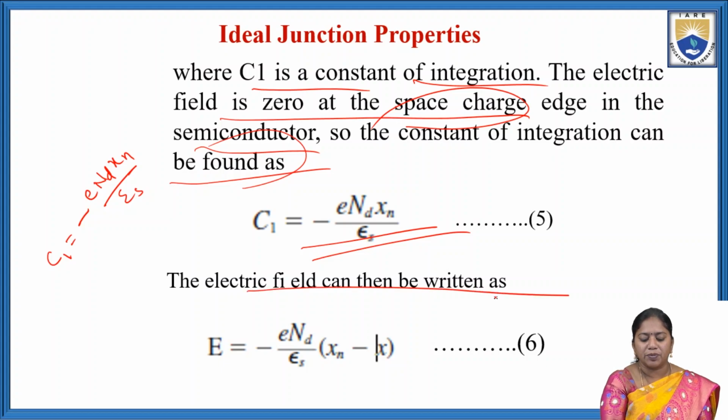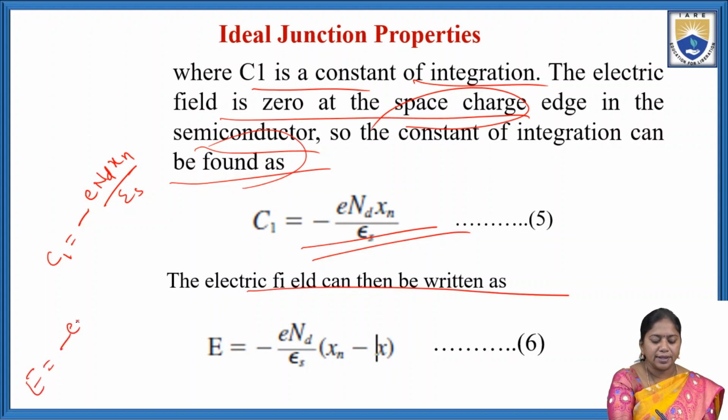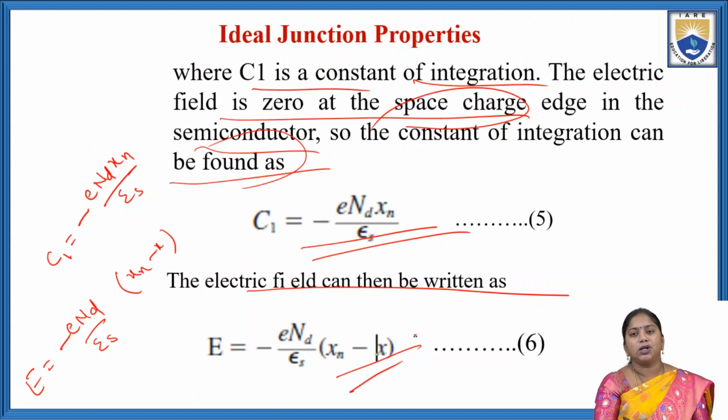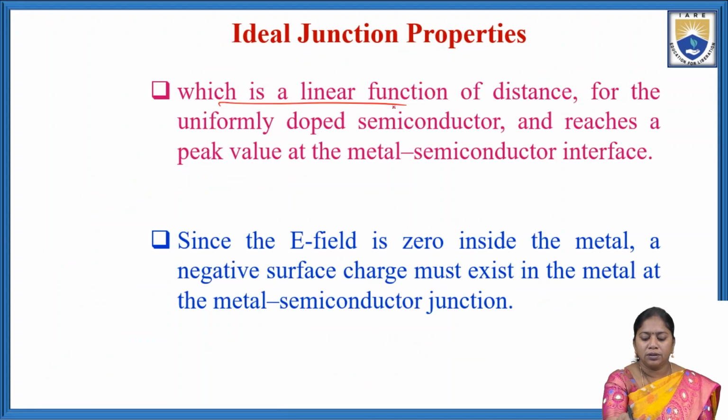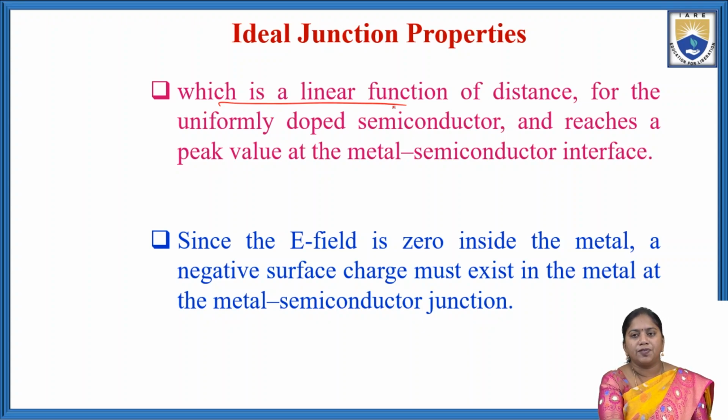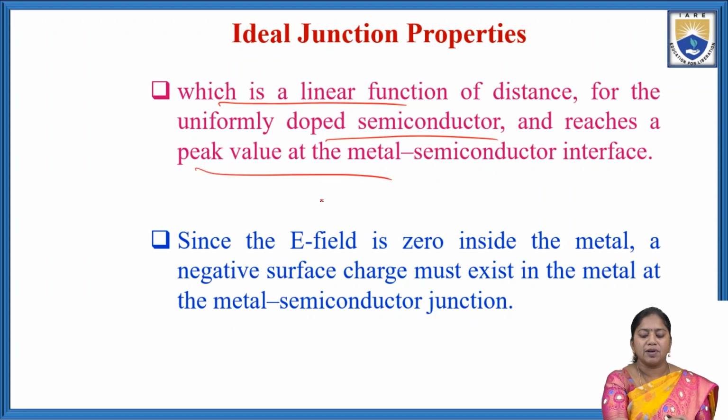So the electric field can be written as E equal to minus qNd by epsilon s into (xn minus x), that is equation 6, which is a linear function of distance for the uniformly doped semiconductor and reaches a peak value at the metal-semiconductor interface.